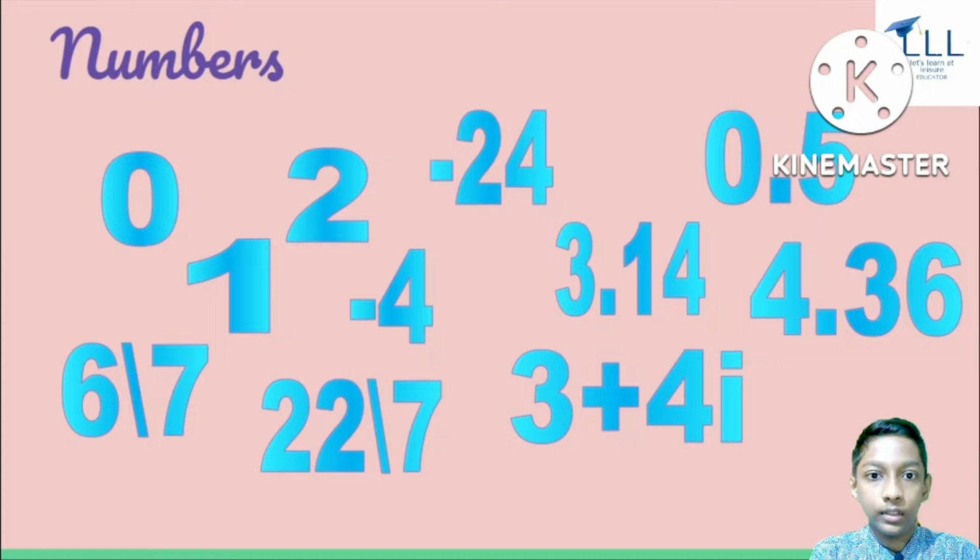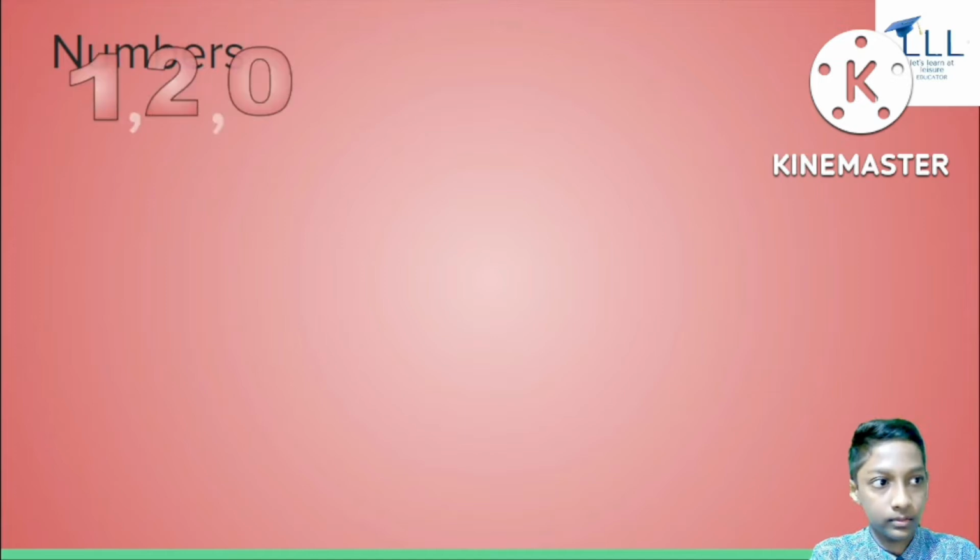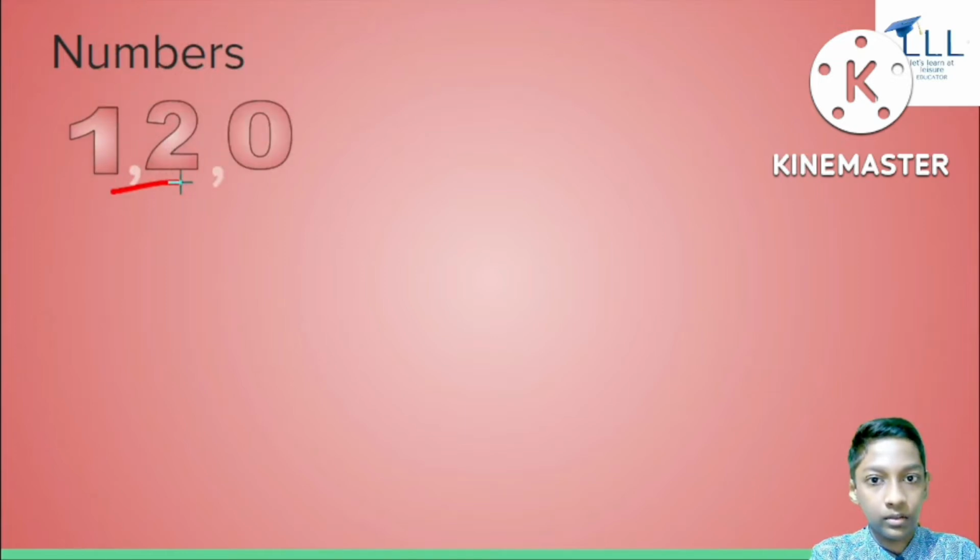Numbers. There are various types of numbers. Can you classify these numbers by their types? Yes. These numbers can be classified as natural number, whole number, decimal number, fraction, and imaginary number. Here, 1 and 2 are natural numbers. If we add 0 to natural numbers, it becomes a whole number.